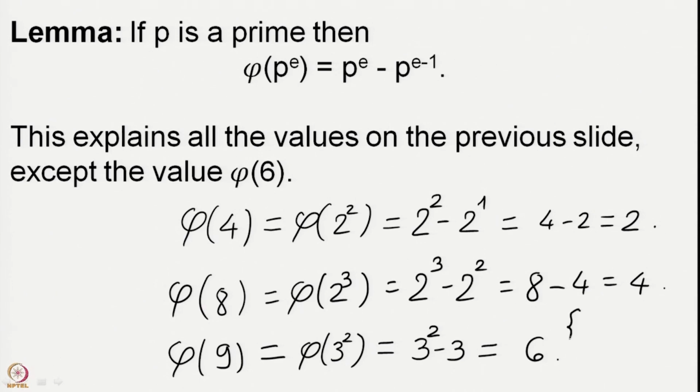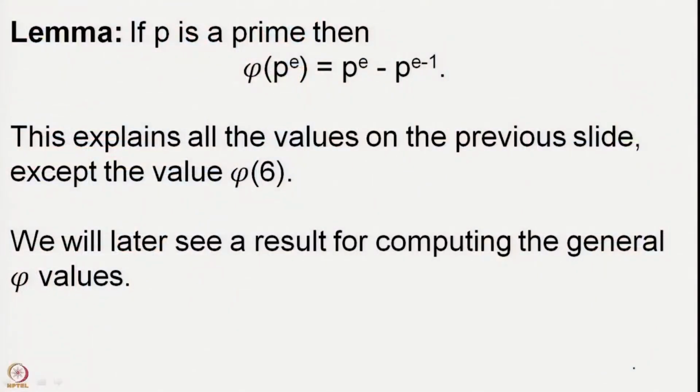Indeed, if you were to look at the elements, then you will have to remove 3, you will remove 6, and these are the elements modulo 9, which are all co-prime to 9. So, these are 6 in number. This is how the phi values can be computed for all prime powers. Of course, every number is not a prime power. So, we will also later see a result which will allow us to compute general phi values.